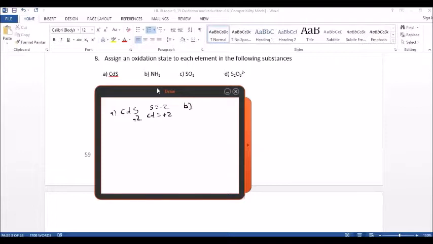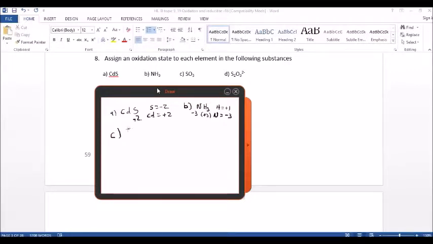In B, NH3, okay, remember the rule is we give hydrogen a +1. So that's what I'm going to do there. So if hydrogen is +1, that is a sum total of +3 here. So therefore the nitrogen, to make that equal 0, nitrogen's oxidation state has to be -3 in this case.